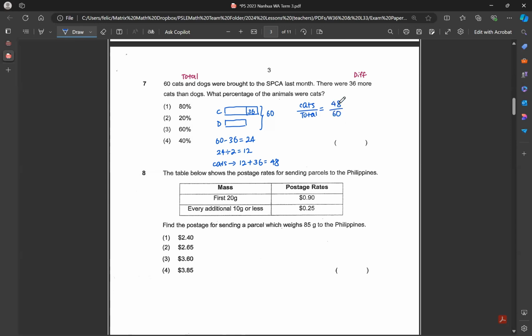All right, so from here, you just need to convert this to percentage. Two ways. You want to times 100 straight to this, or you want to simplify this first, then change to denominator 100. I leave it up to you. Okay, so I'll just do the denominator way. You notice both numbers can divide by 6, which is 8 over 10. So 8 over 10 is 80 over 100, which is actually 80%. So it's number 1.